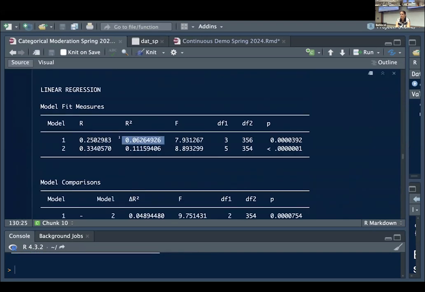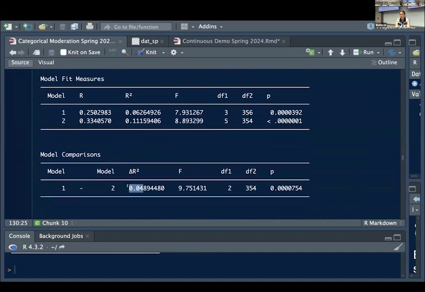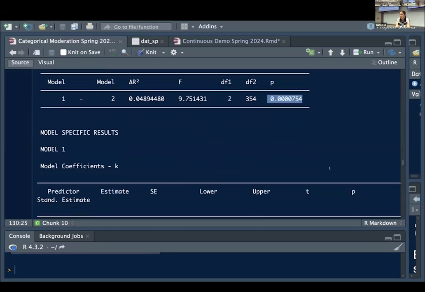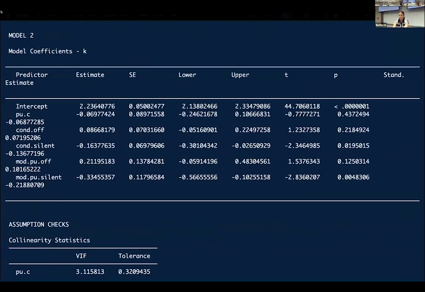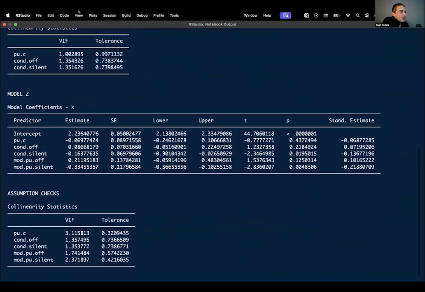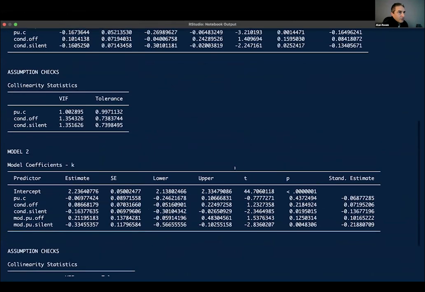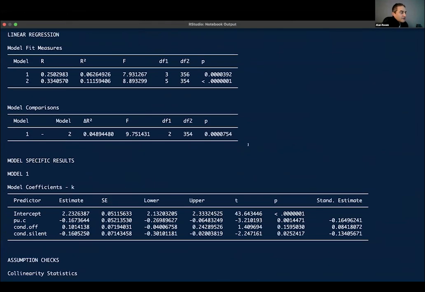6% with main effects only, 11% with the moderator, 5 additional percent variance in working memory, significant difference. So there is a moderation. Okay, let's look at... Jess, can I ask a quick question? If you're looking at the delta R squared and the only thing that you're adding is the interaction effect and it's significant, I would assume that at least one of those simple slopes has to be significant.